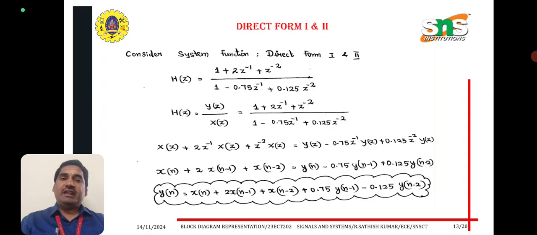Therefore, converting into a difference equation, x(n) + 2 into x(n-1) + x(n-2) equals y(n) - 0.75 into y(n-1) + 0.125 into y(n-2). Now we can take y(n) as common. Therefore, y(n) = x(n) + 2 into x(n-1) + x(n-2) + 0.75 into y(n-1) - 0.125 into y(n-2).